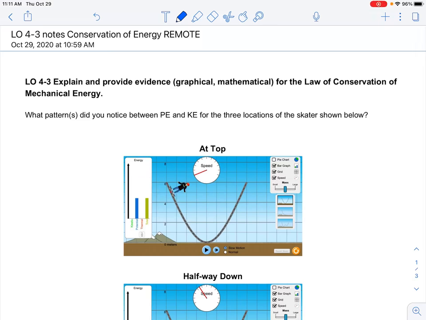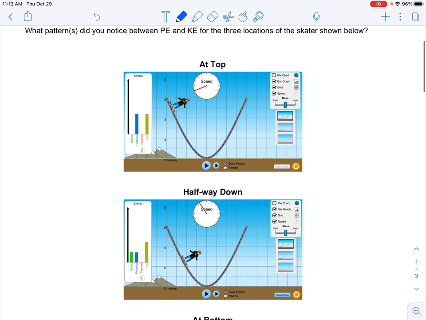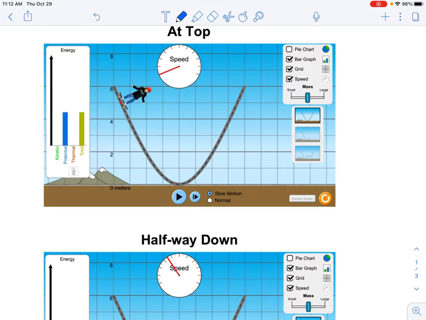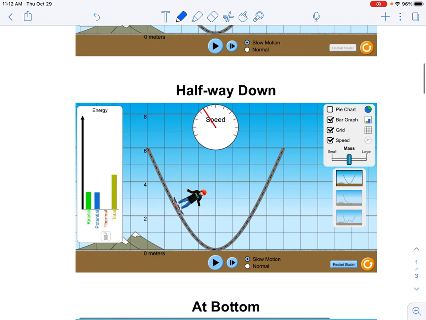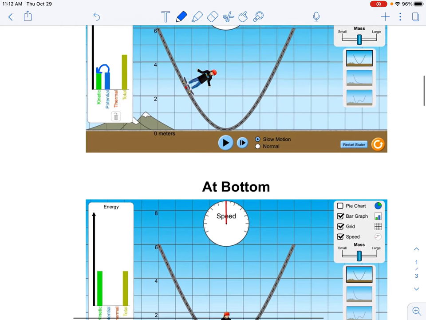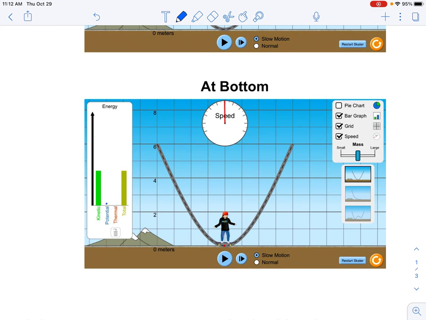Let's take a look at the law of conservation of energy. So with the energy skater going back and forth, we saw that at the top, his energy is all potential energy. As he's going down, by the time he's halfway down, half of his energy is potential and half of it has been converted to kinetic. By the time that he gets to the bottom, all of his potential energy has been converted into kinetic energy.